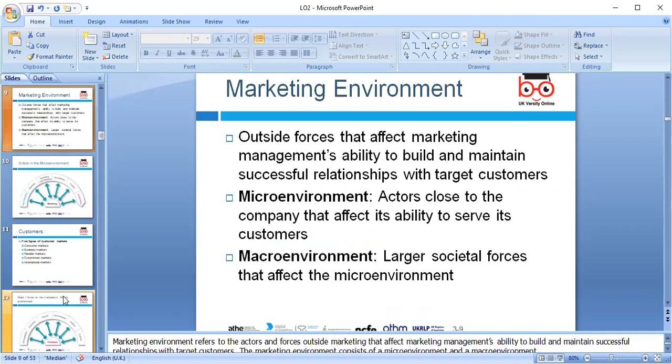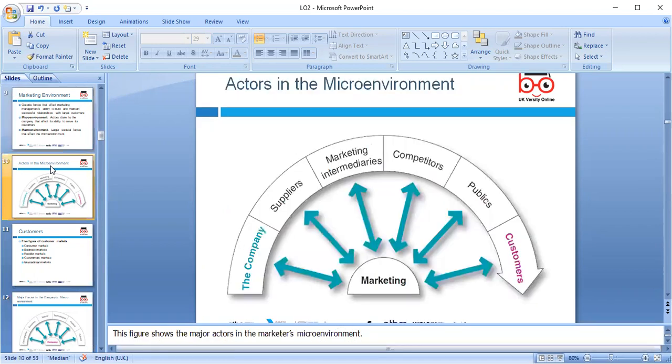So what are the outside forces that affect our marketing, management, business, and finance, to build and maintain a successful relationship with the target customer? The micro environment has actors close to the company that affect its ability to serve the customer, and macro is the largest. Micro is adjustable within the company, but macro level is a factor where we have to adjust our operations accordingly.